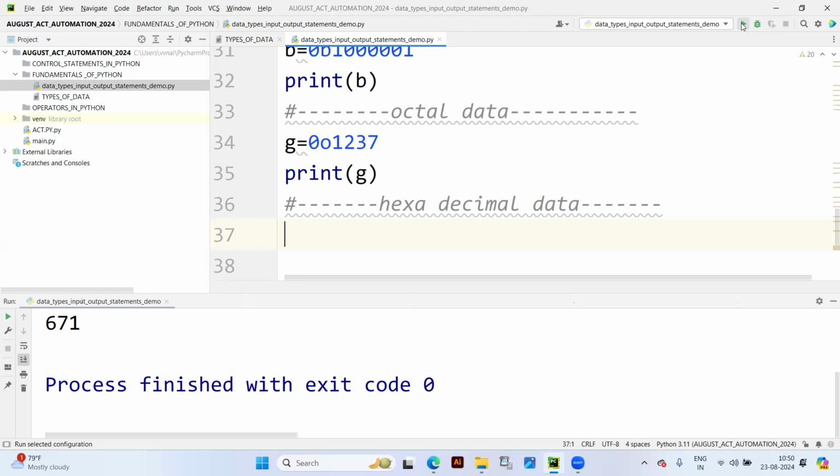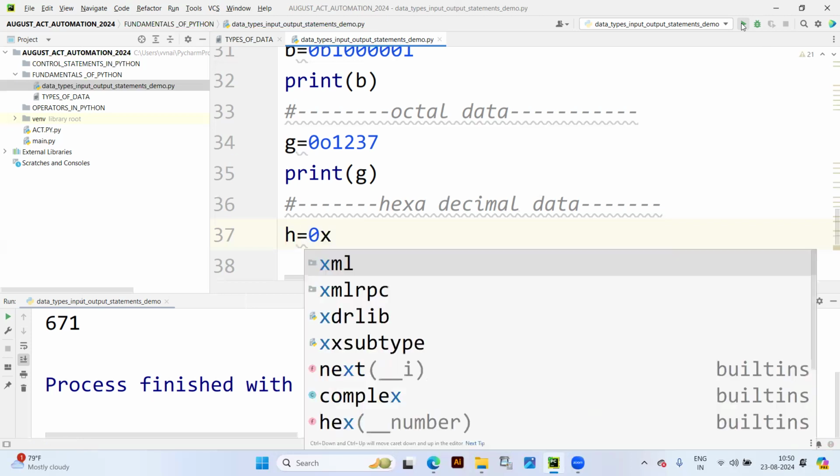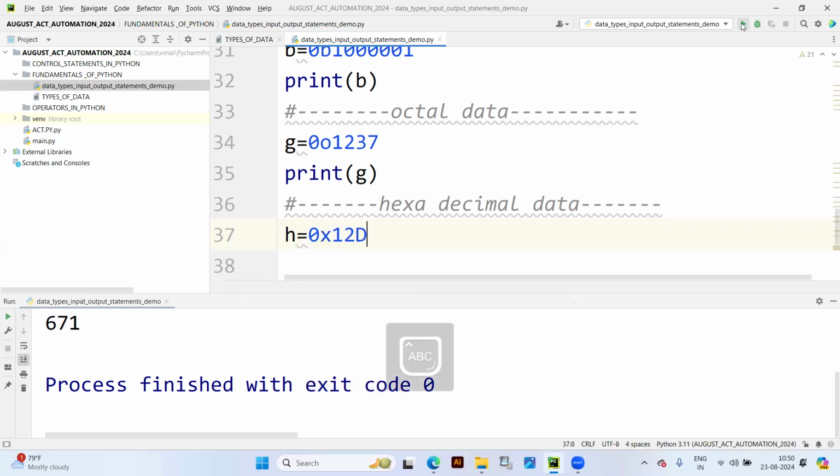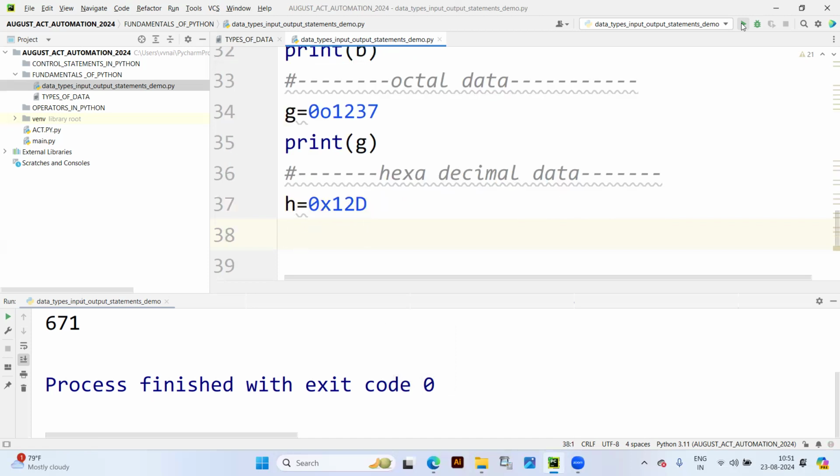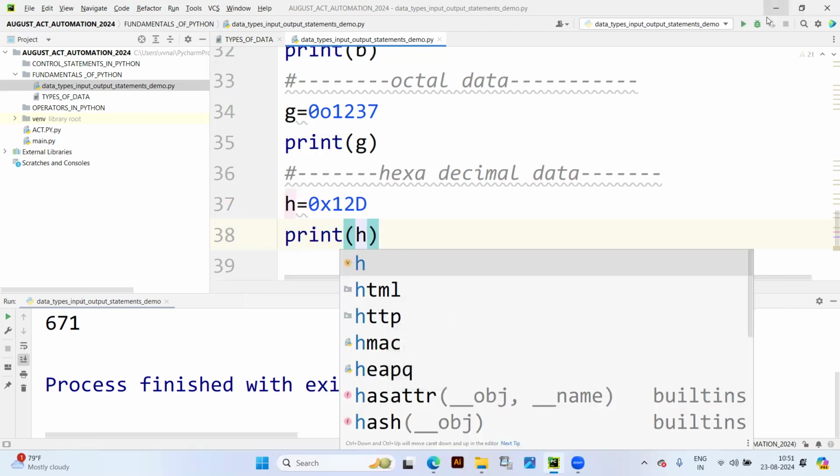Are you clear? I'm going to declare a variable to represent the data in hexadecimal: 0 followed by x followed by 12d. The 12d will be in the form of hexadecimal, but I would like to know the equivalent decimal value. So then print h. You see, 301 is what you are going to get as the equivalent decimal value for the hexadecimal value 12d.